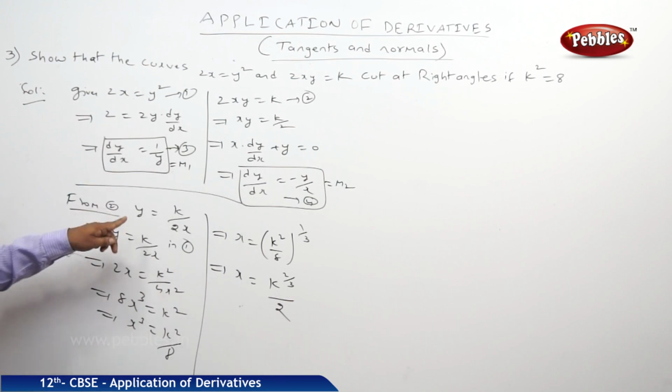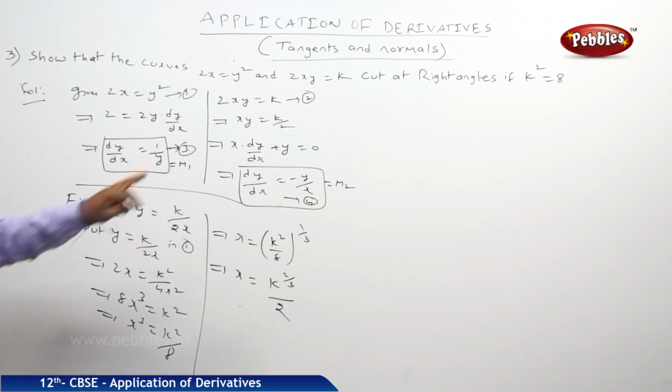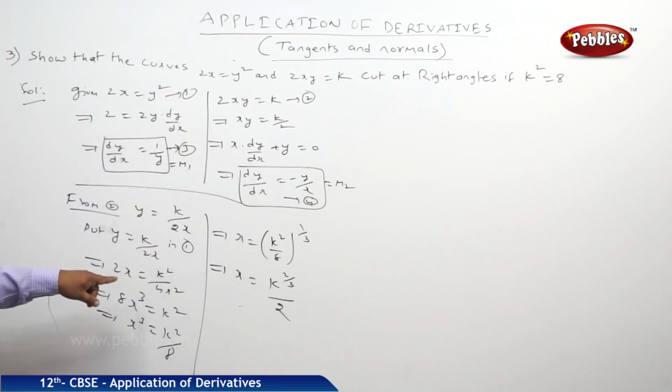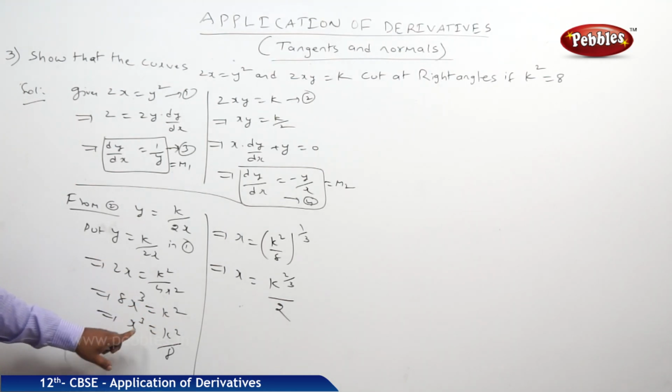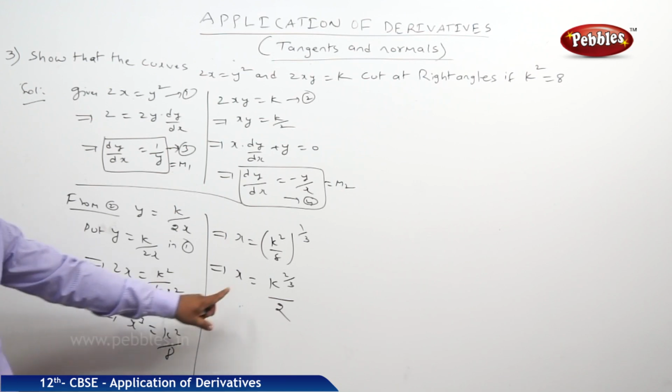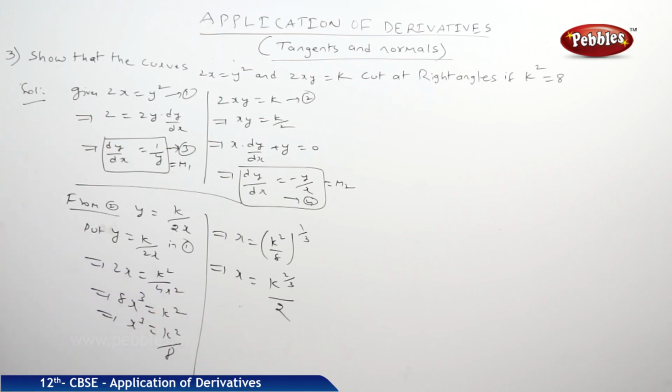For finding the point of intersection, I said y is equal to k by 2x. Put y is equal to k by 2x in 1. So 2x is equal to k square by 4x square. Cross multiplication: 8x cube is equal to k square. So x cube is equal to k square by 8 and x is equal to k power 2 by 3 by 2. So I got the coordinate of x, but I want the coordinate of y.